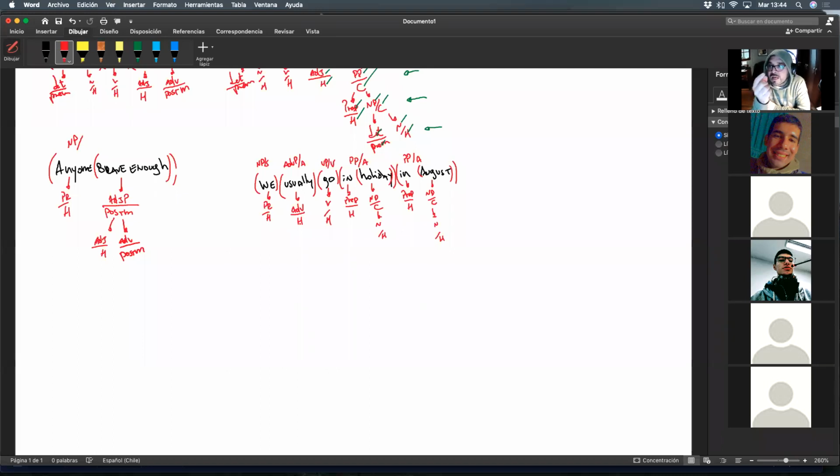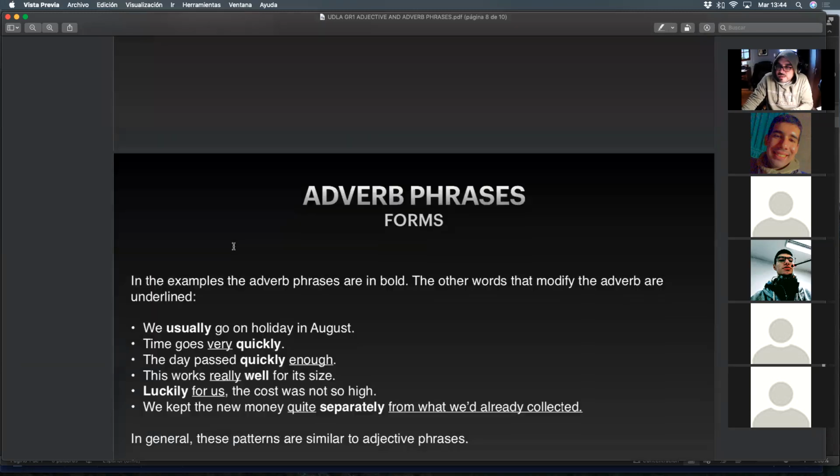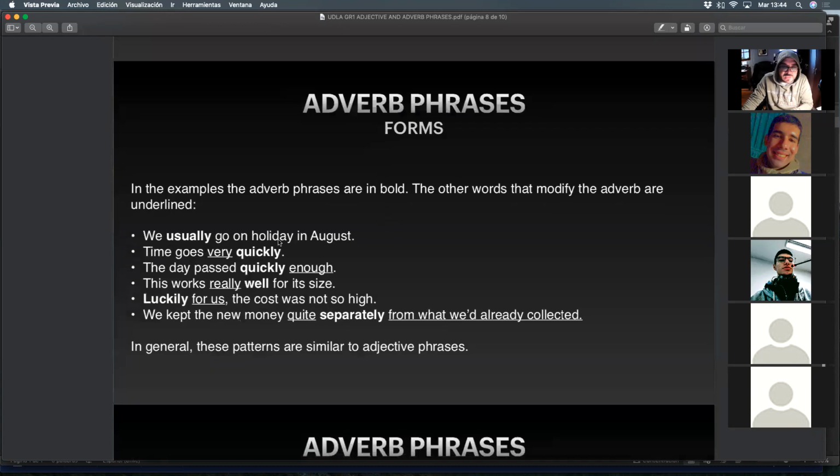Los adverbiales pueden ser adverb phrases, prepositional phrases. Ellos responden a las preguntas con WH. When, where, how, why. Eso. In the examples, the adverb phrase are in bold. The other words that modify the adverb are underlined. Okay, first example, we usually go on holidays. There we have an adverb phrase, alone. Time goes very quickly. Very quickly is the adverb phrase. Quickly is the adverb head, and very is an adverb pre-modifier, right?